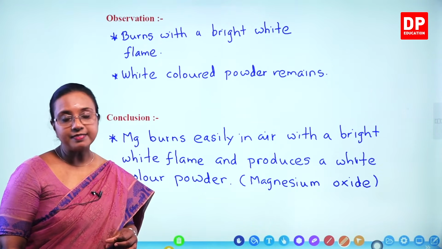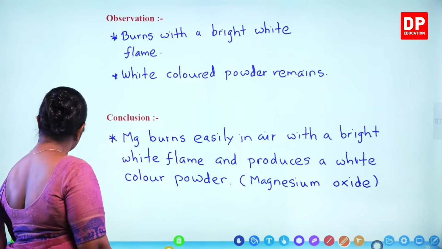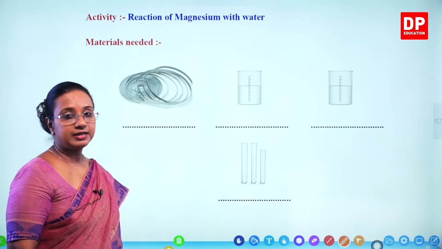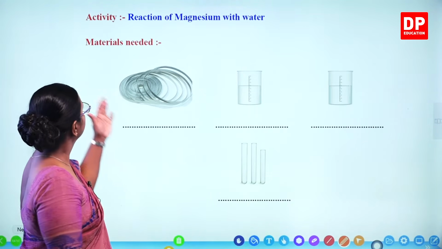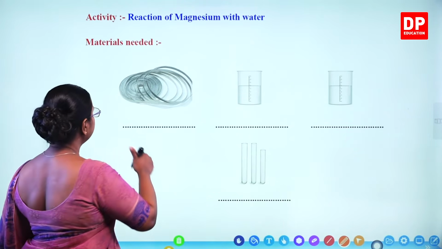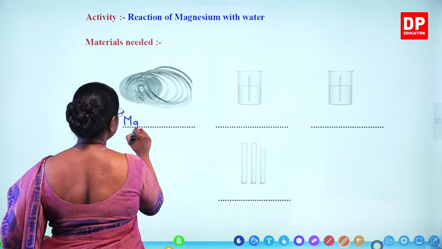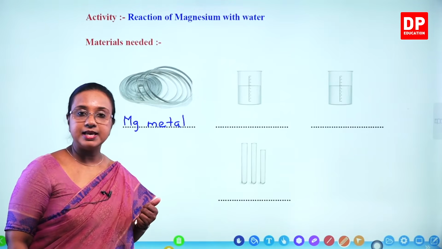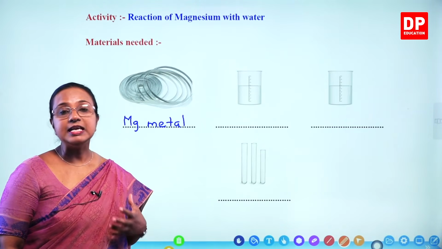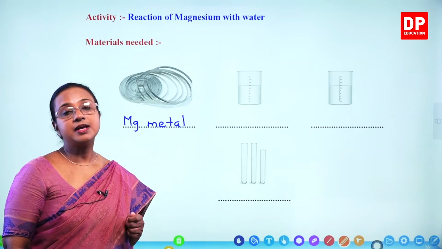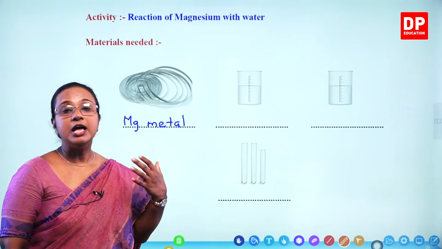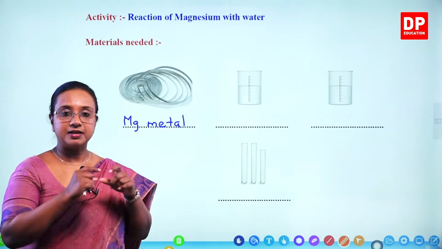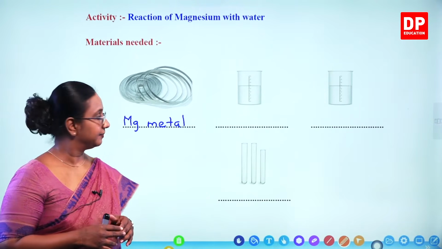Now we will do another activity to observe the chemical properties of magnesium. Reaction of magnesium with water. So for that again we will need magnesium metal or the strip of magnesium. Again, as I said, we will need to use a clean magnesium strip. If it is covered with oxide layer, we have to clean it using sandpaper and get the clean magnesium strip that has the lustrous shine.